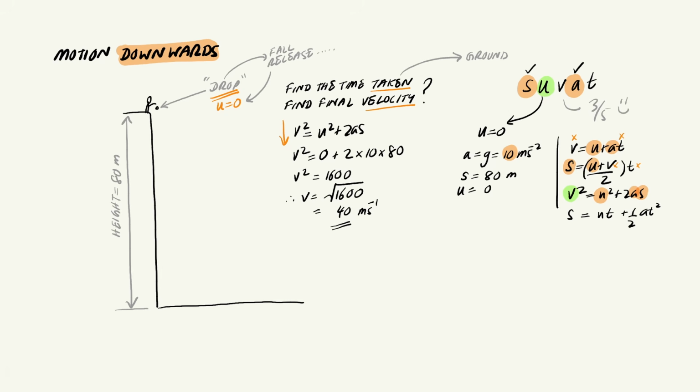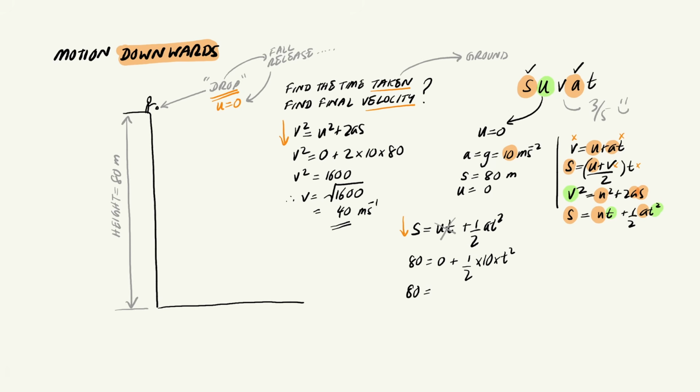Going back to our list, the equation s equals ut plus half at squared has s, u, and a all known, with only t missing. That's our equation. Substituting in, s equals 80, u equals 0, a equals 10. 80 equals 0 times t plus 1/2 times 10 times t squared. The ut term disappears completely since u is 0.